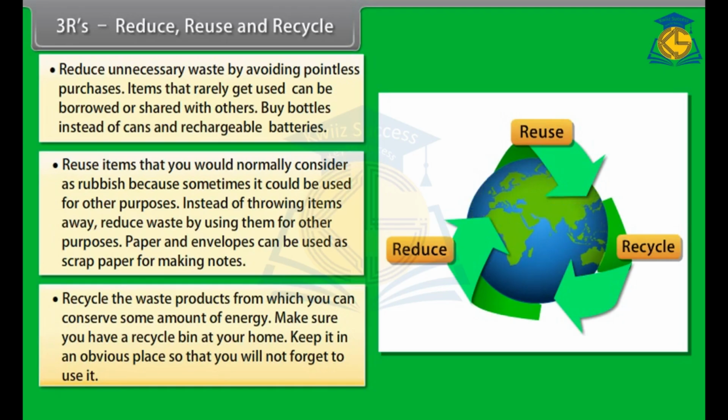Recycle the waste products from which you can conserve some amount of energy. Make sure you have a recycle bin at your home. Keep it in an obvious place so that you will not forget to use it.